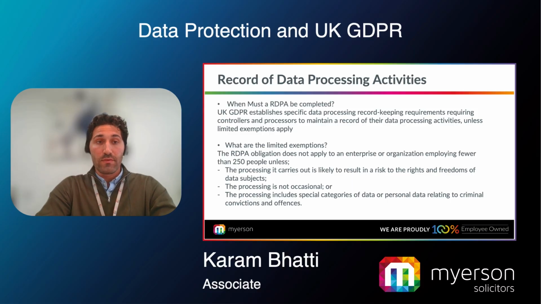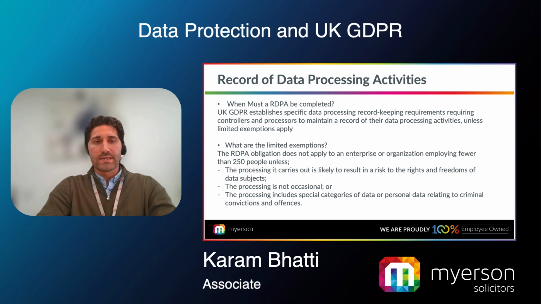Now, it's vital to note that the UK GDPR provides a limited exemption to this, confirming that small and medium-sized organisations, so those employing fewer than 250 employees, must comply with such obligations where their processing activities are not occasional. So, for example, they are more than just a one-off occurrence, where their processing activities are likely to result in a risk to the rights and freedoms of individuals. So, for example, something that may be intrusive or which may adversely affect individuals, or where their processing activities involve special category data or data relating to criminal convictions and offences.